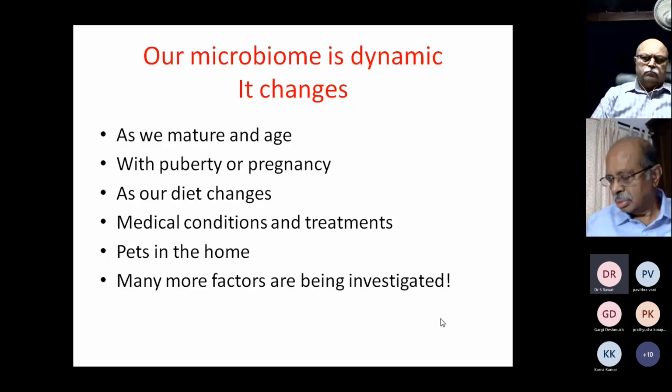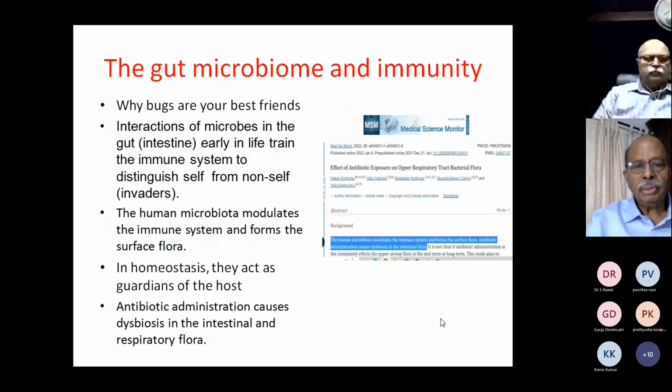It might be a standard American diet, which has a lot of high carbohydrate content. It may be a vegetarian diet versus a non-vegetarian diet. It may be a seafood based diet versus other diets. There are a lot of concepts emerging these days, like the keto diet and Atkins diet and so on. Then there are medical conditions and various treatments which also change this microbiome. Exposure to pets is also a very important factor which affects the microbiome, and many more other factors are being investigated.